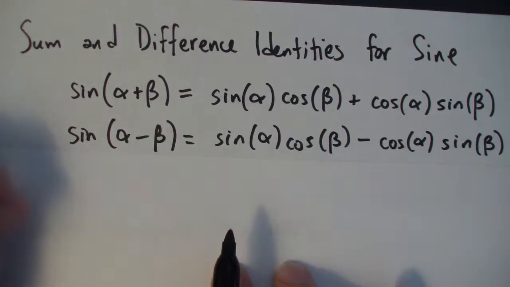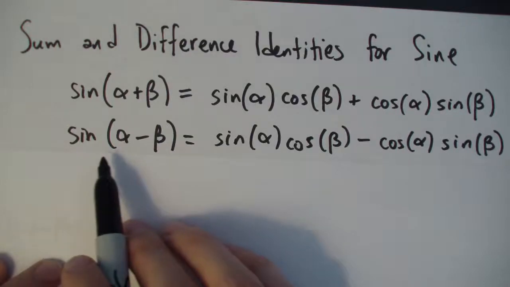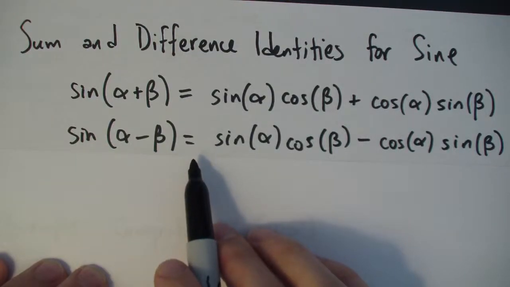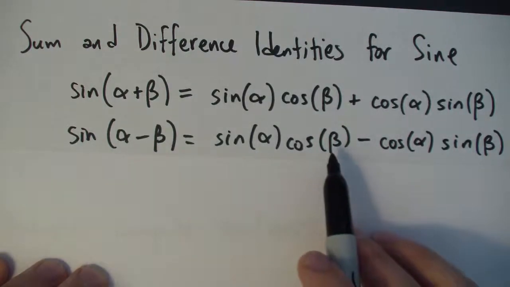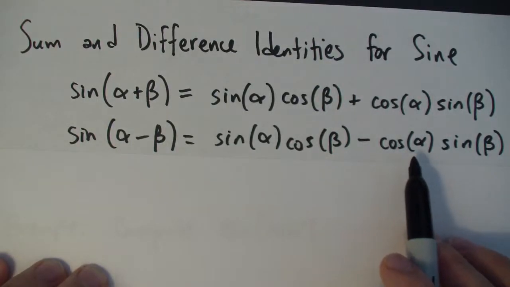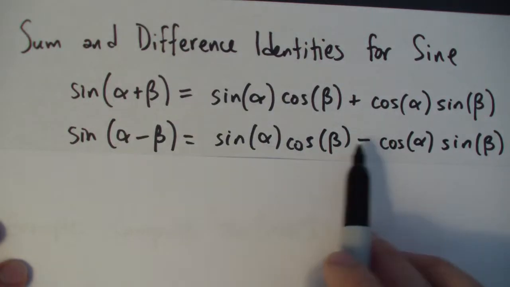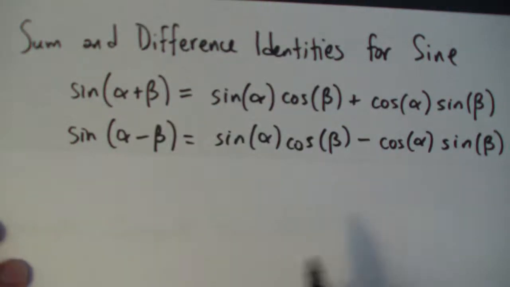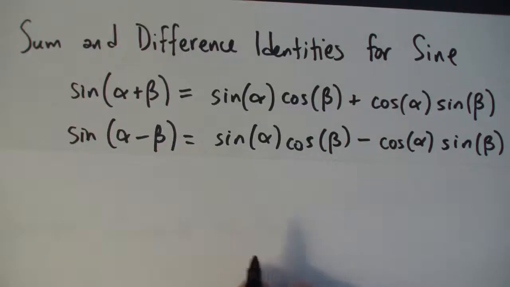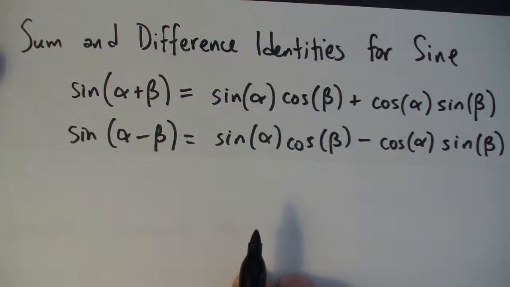And then similarly, we have a difference formula for sine, so sine of alpha minus beta is equal to sine of alpha cosine of beta minus cosine of alpha sine of beta. So again, with sine, the signs match. With cosine, the signs were opposites. So hopefully that may help you remember it a little bit.